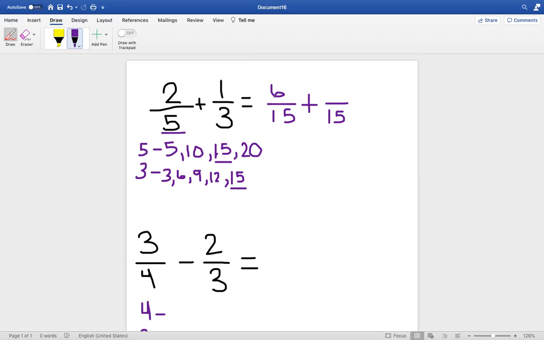So we're going to do the same thing with 1/3. How did I get from 3 to 15? Well, I multiplied by 5. So now I need to multiply my numerator by 5, and I know that 1 times 5 is 5.